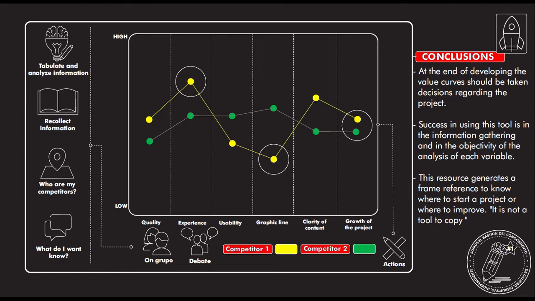This resource generates a frame of reference to know where to start a project or where to improve it. It's not a tool to copy. That is very important, because if you don't have a business yet, if you don't have a product yet, this tool allows you to understand the components that we have. However, if we already have something and we need to improve it because we know that our competition is doing better, it also gives you a frame of reference to analyze those components.